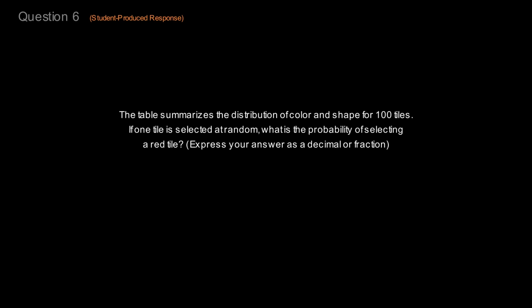This is a student-produced response question, meaning there are no multiple choice options and we need to calculate the exact value ourselves. The table summarizes the distribution of color and shape for 100 tiles of equal area. If one of these tiles is selected at random, what is the probability of selecting a red tile? Remember to express the answer as a decimal or fraction, not as a percent.